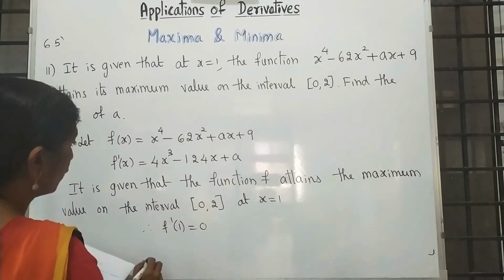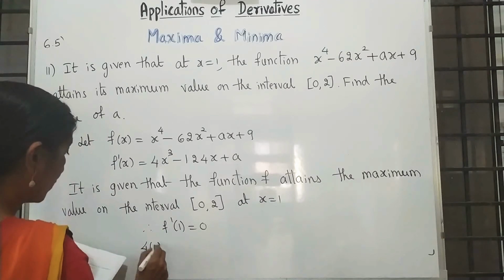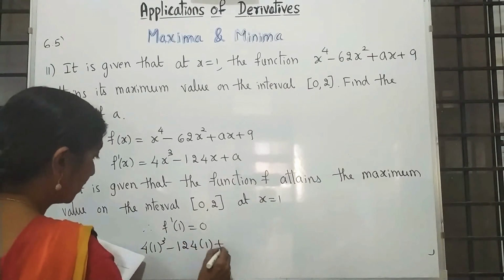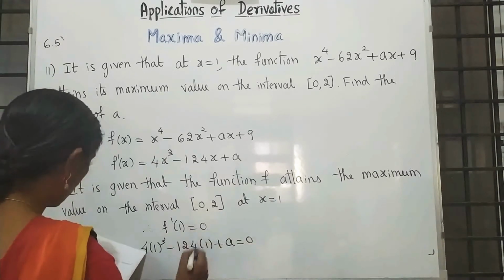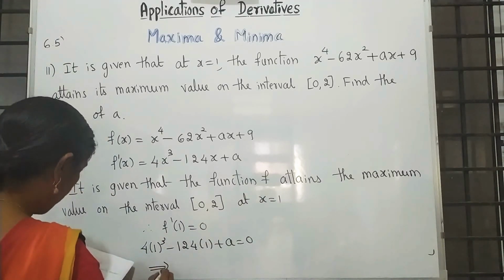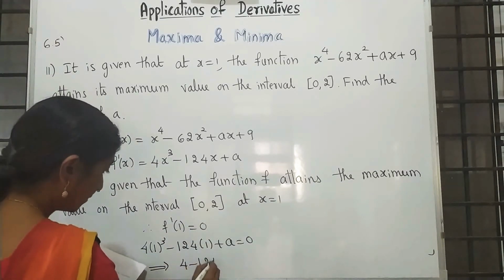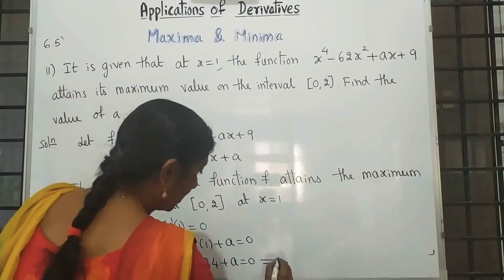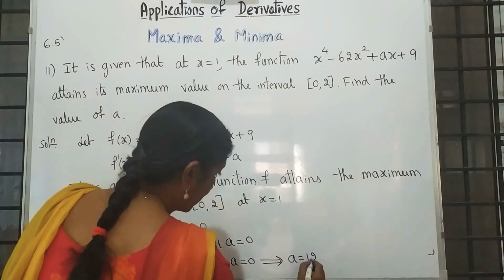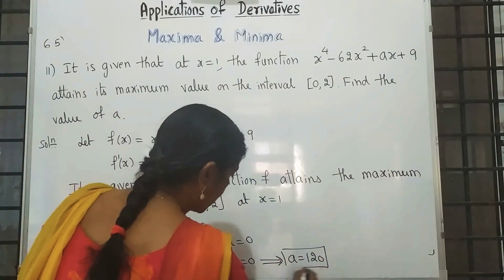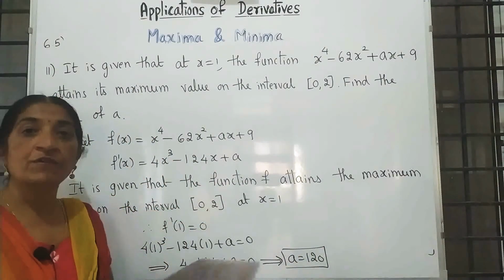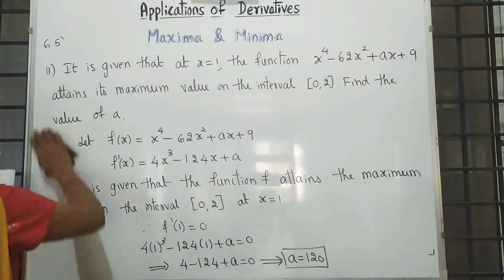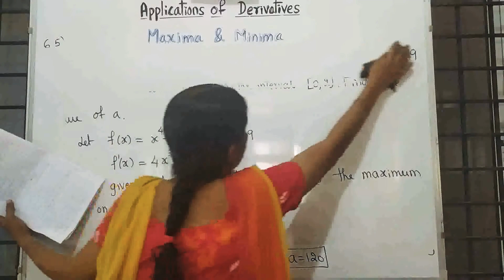Therefore, f dash of 1, that is 4 into 1 cube minus 124 into 1 plus a is equal to 0. This implies a is equal to 120. Write down the last conclusion, hence the value of a is 120. Moving to the next question, question number 12.